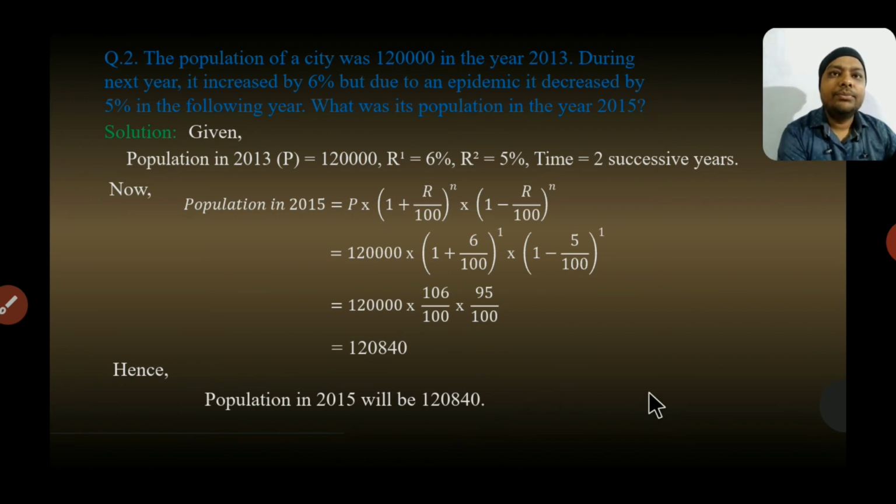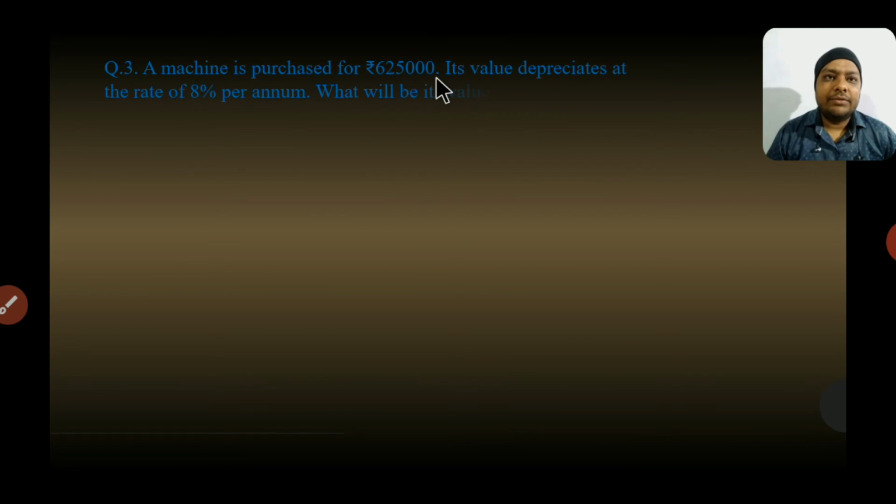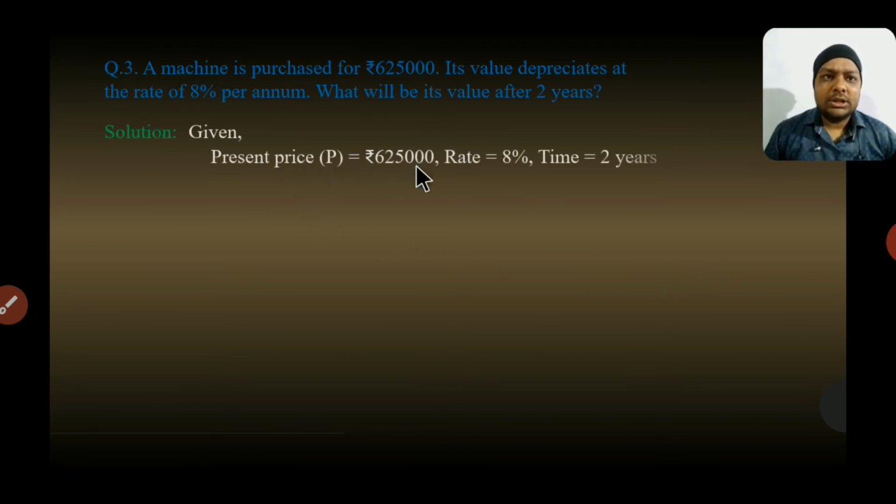Okay, finally. Now students, let's solve the last question. A machine is purchased for rupees 6,25,000, and its value depreciates. It means it is the principal, and its value decreases at the rate of 8% per annum. So what will be its value after 2 years? At first we will write that present price is 6,25,000, rate 8%, time 2 years. It is the rate of depreciation.